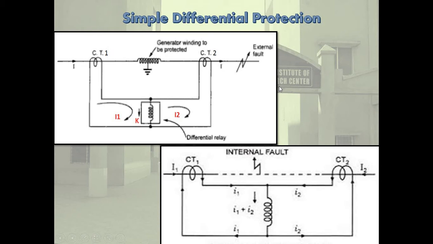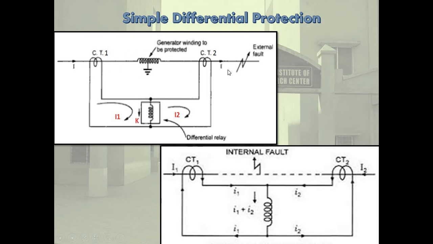Now here two identical current transformers, CT1 and CT2, are connected on the two sides. The polarities of these are kept such that they carry current in the same direction. So this way. Here this is an external fault. So same directions of CT1 and CT2. Suppose these currents are capital I1 and I2.